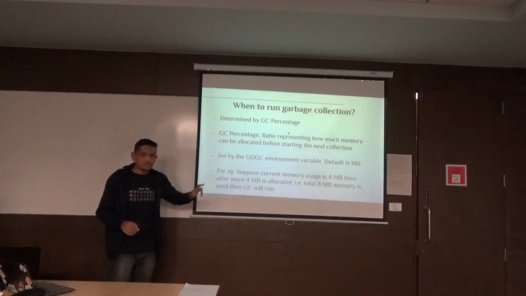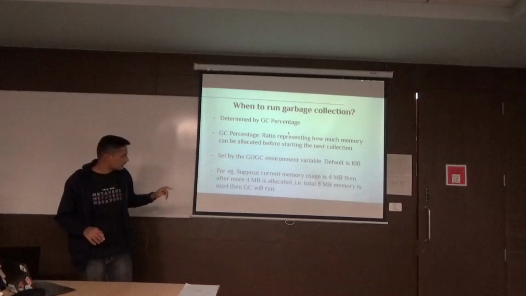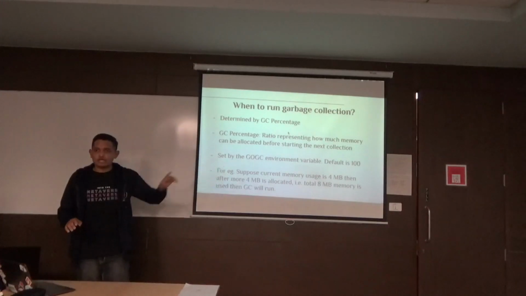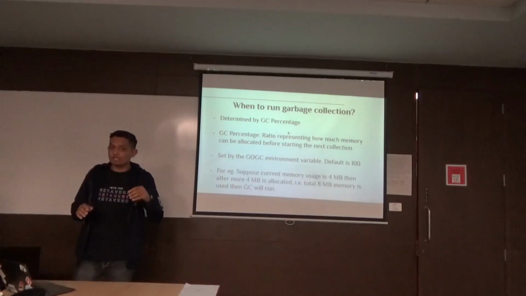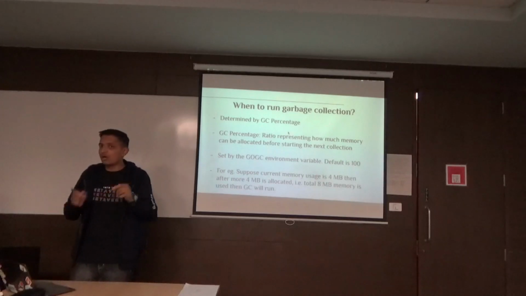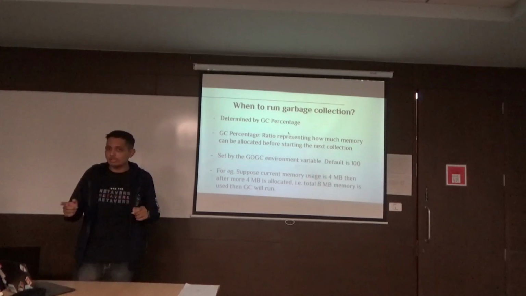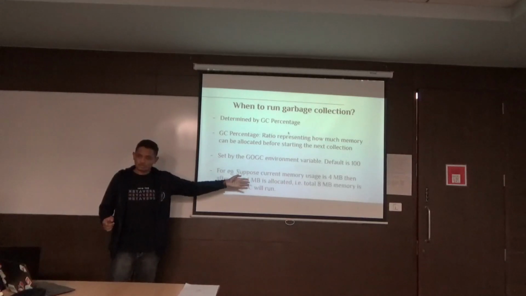Suppose the current memory usage of your program is 4 MB and the garbage collection ratio is the default, 100. So 4 MB is used, and 100% of current memory usage is allocated before a garbage collection run. So when 8 MB of memory is reached, since 100% of 4 is 4.